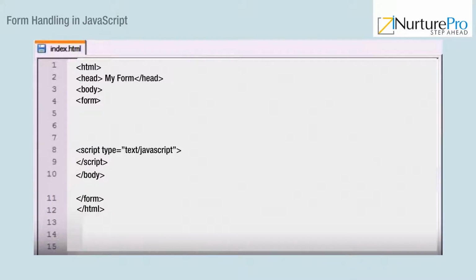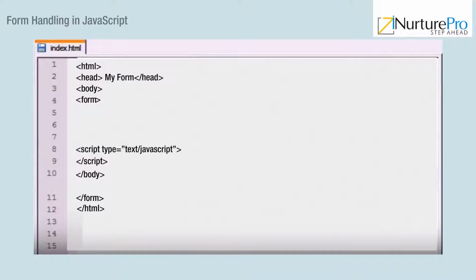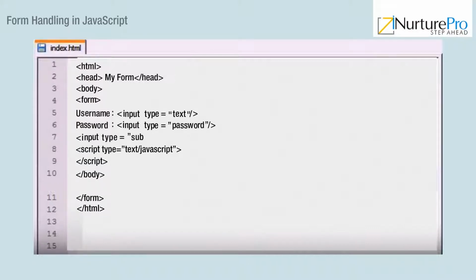Start with the HTML tag. Give the heading as My Form. In the body section, enter username and its type. Let us take the input type for username as text. The input type for password should be password so that when you enter the password, it masks the entered value. Then use the submit button as shown on screen to submit the entered value.